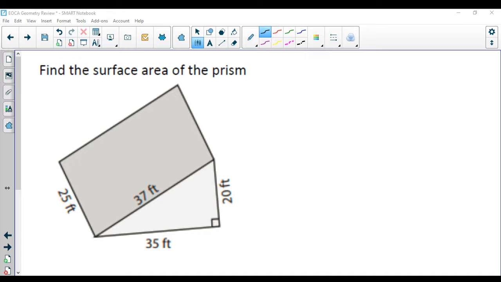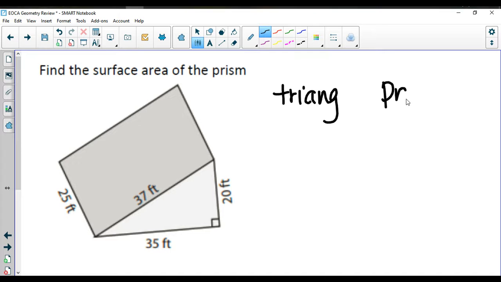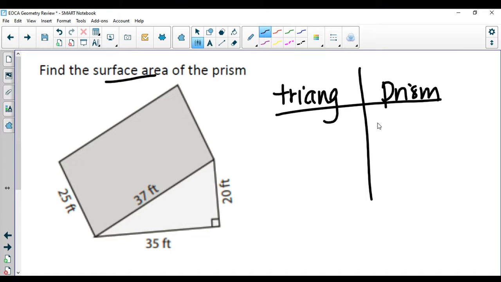For the next question, you are going to find surface area. So for our next question, we're going to be finding surface area of the prism. Taking a look at this one, we would call this a triangular prism. So we're going to go ahead and do our T-chart here for triangular prism. We're finding surface area, so our formula is going to be PW plus 2B.